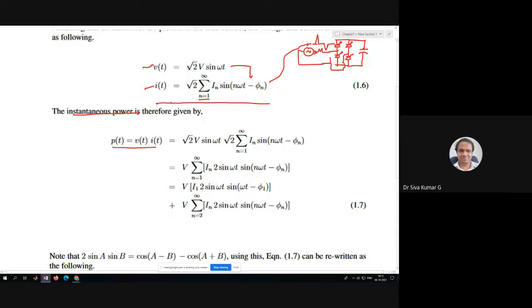Okay, root 2 V times root 2 summation of n equal to 1 to infinity of I_n sine omega t minus phi. If you rearrange this particular equation, we are taking out only the fundamental quantities here. The I1 represents the fundamental, and all the others are the harmonics in terms of the current. The fundamental voltage is interacting with the fundamental current, and here the fundamental voltage is interacting with respect to the harmonic currents.